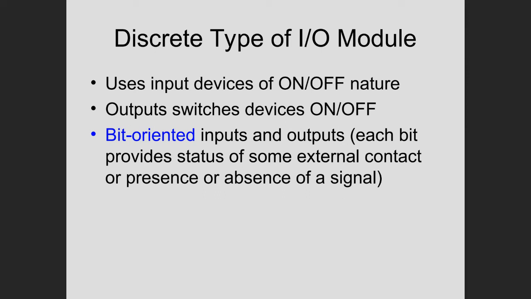Discrete means that the device we're considering can be in one state or another. The device we're considering might be a switch. A switch can be open or closed. The device we are considering might be a button. A button can be open or closed. The device we're considering might be a motor. A motor could be running or not running. A light bulb can be on or off.